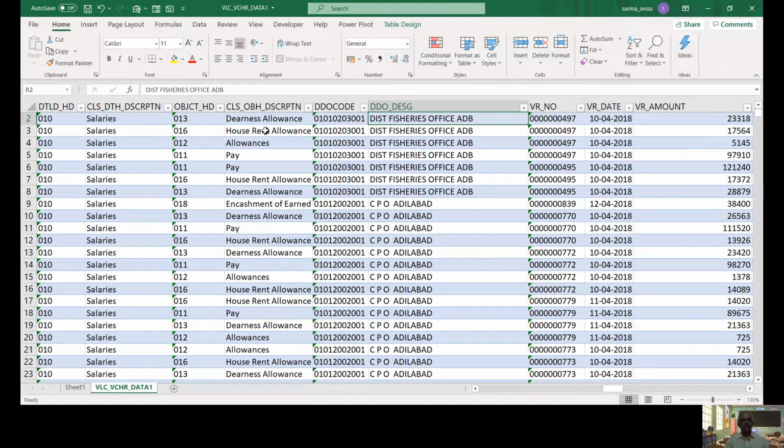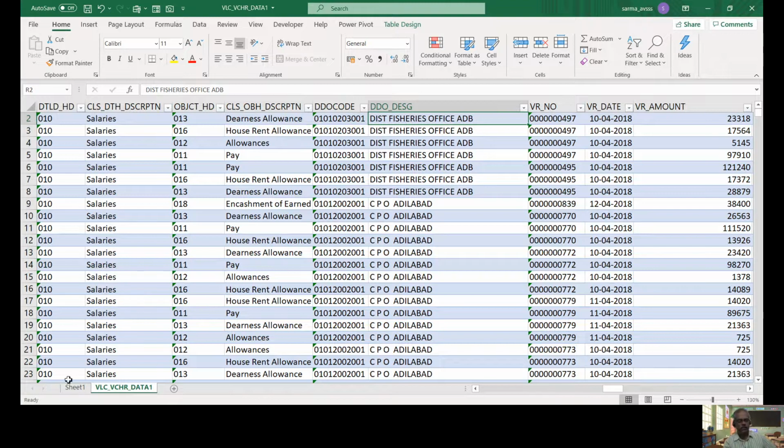right? And based on the object head, so that we know that a particular DDO spent this much on salary, this much on hiring of vehicle, this much on telephone bill, or this much on anything based on the object heads available, right? Once we analyze like this, we can know whether the DDO is spending properly, or whether there is any government order or threshold that this DDO is exceeding in his annual expenditure and so on. So these things we can observe, right?